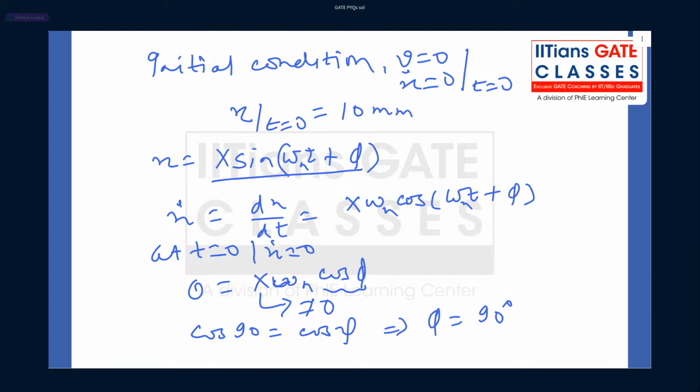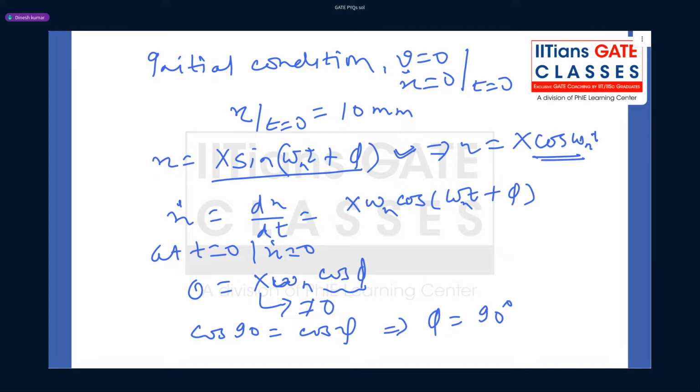Clear? So when phi is 90 degrees, you substitute in this equation. What will be your solution? In case of initial velocity 0, your x will be capital X sine of (90 plus theta), which is what? Cos theta, right? So it is capital X cos of omega n t is your solution, right?